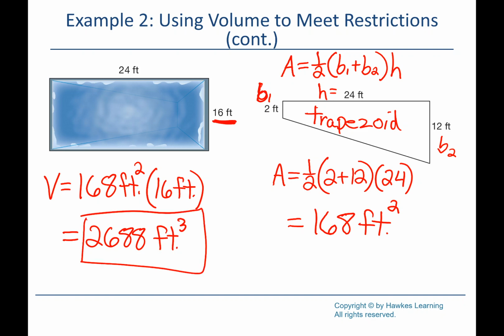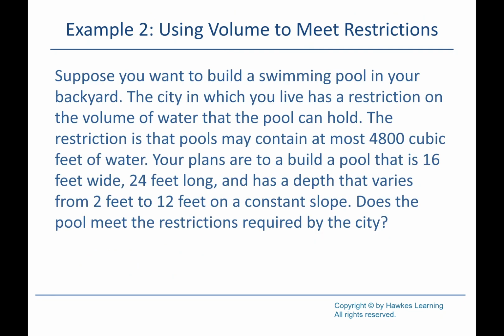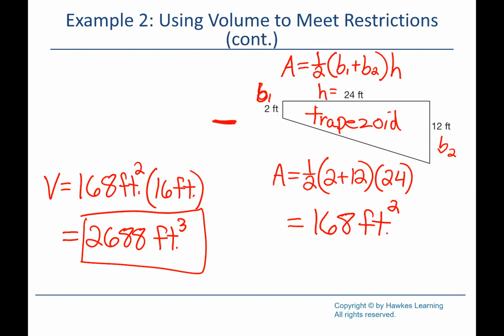And so if you have a weird shape, that's a good technique. Figure out the area of one side and then multiply through by the other dimension. Answer our question, is our pool legal? Our volume is 2,688 cubic feet. It said the maximum we could have is 4,800 cubic feet. So yeah, our pool's legal. We could make it bigger if we wanted to. So we're within the law on that, okay?